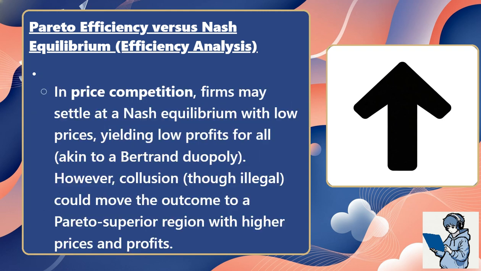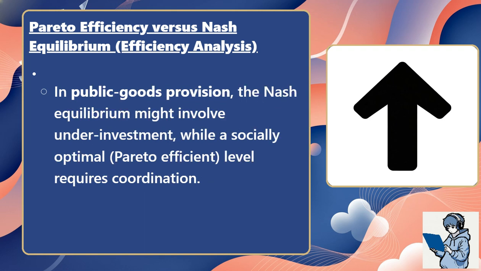Efficiency analysis in business. In price competition, firms may settle at a Nash equilibrium, with low prices yielding low profits for all, akin to a Bertrand duopoly. However, collusion, though illegal, could move the outcome to a Pareto superior region with higher prices and profits. In public goods provision, the Nash equilibrium might involve underinvestment, while a socially optimal, Pareto efficient level requires coordination.